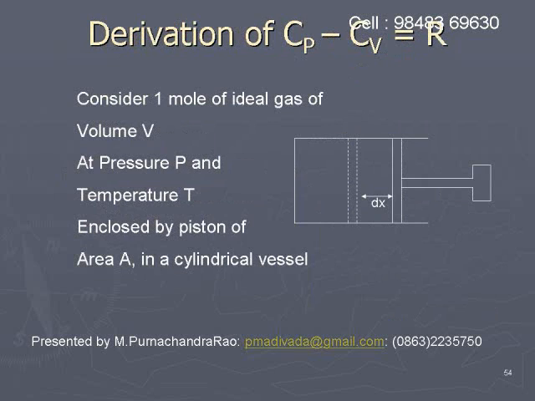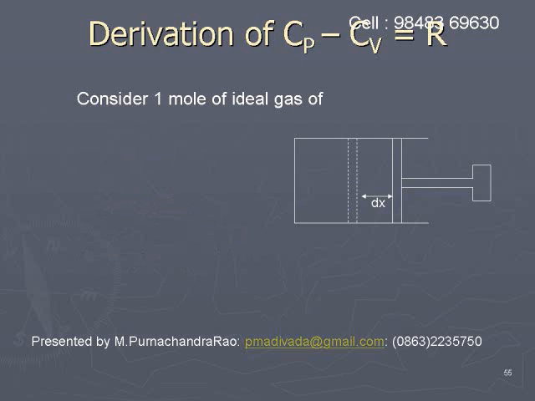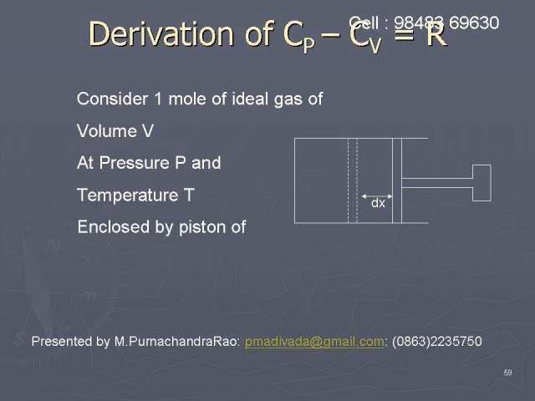Derivation of the relation Cp minus Cv is equal to R. Consider 1 mole of an ideal gas of volume V at pressure P and temperature T. This gas is enclosed by a smooth tight piston of area A in a cylindrical vessel whose cross section is also equal to A.